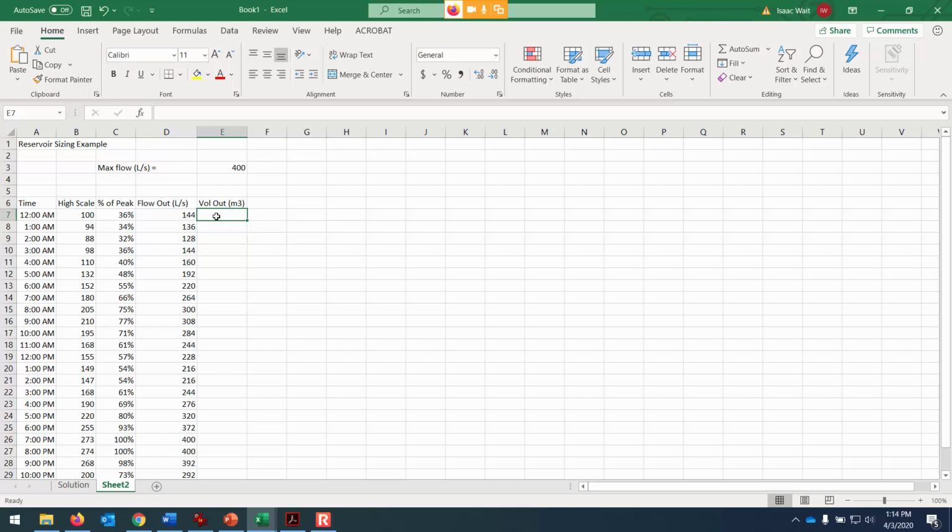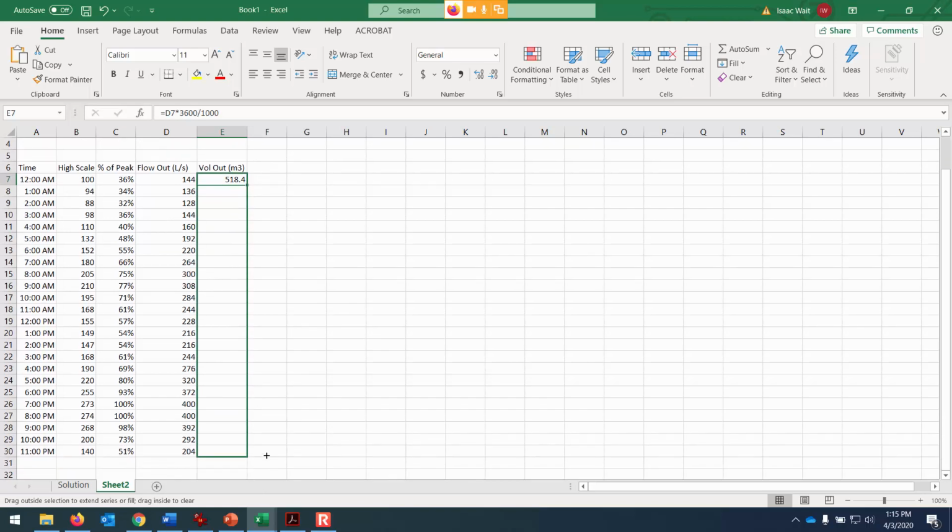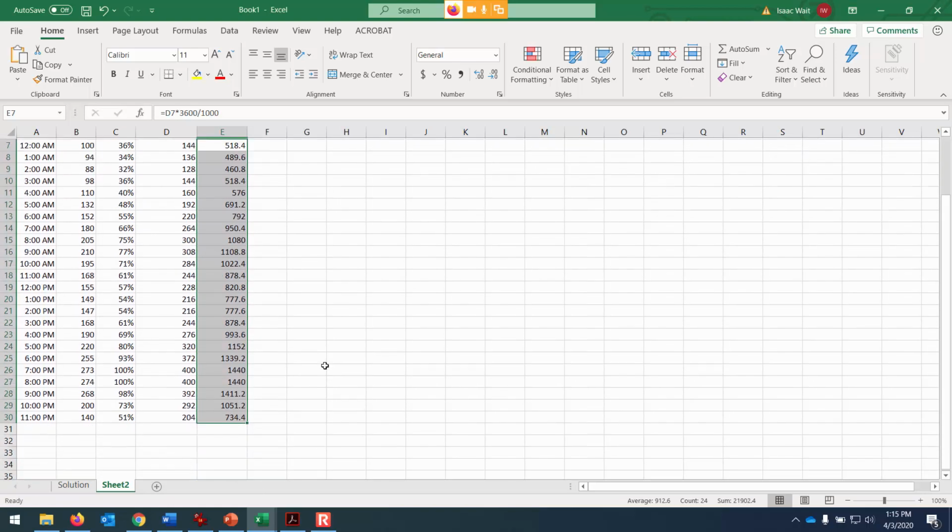Okay, so if I have 144 liters per second for 3,600 seconds, I want to multiply the flow rate by the time period and then divide by 1,000 to convert into cubic meters from liters. So now that is going to be the volume out during that hourly period, and then I can drag that down through all of the hours.